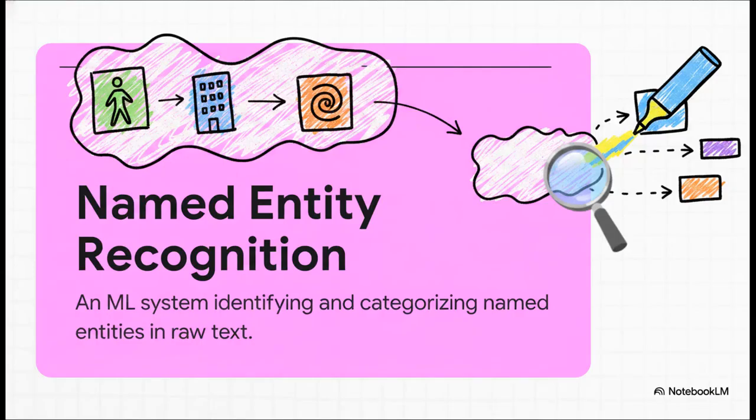The first core mechanic here is named entity recognition, or NER. Simply put, this is a machine learning system that scans raw text, finds specific points of interest, and categorizes them. It's honestly like having a highly trained assistant read a document with a fistful of highlighters, perfectly marking every single person, place, or concept they stumble across.